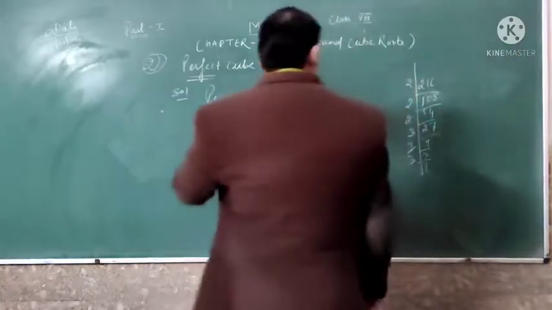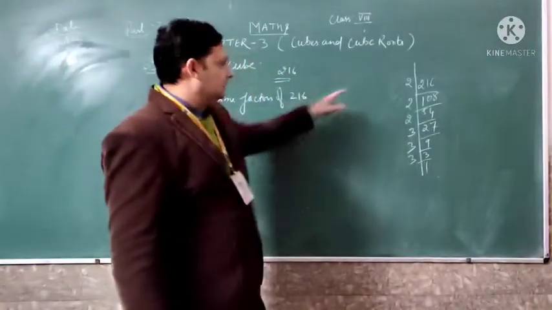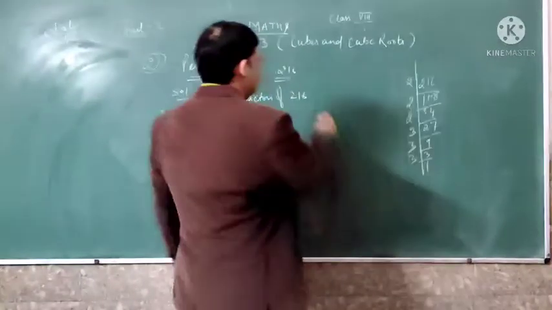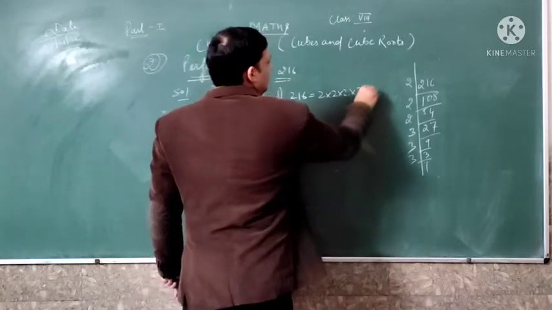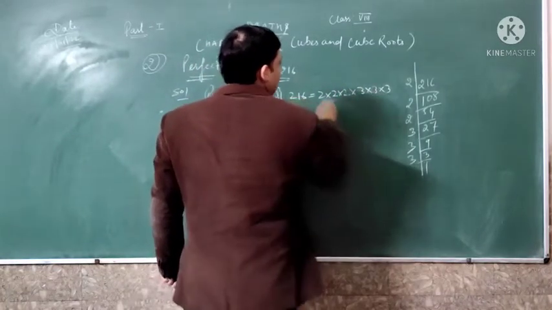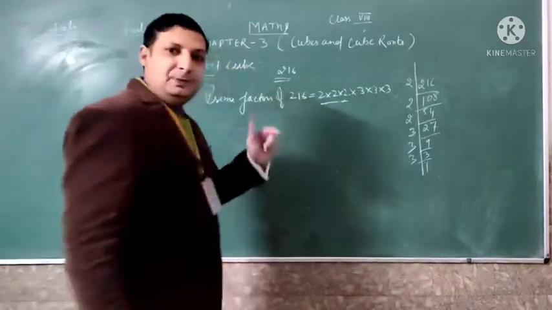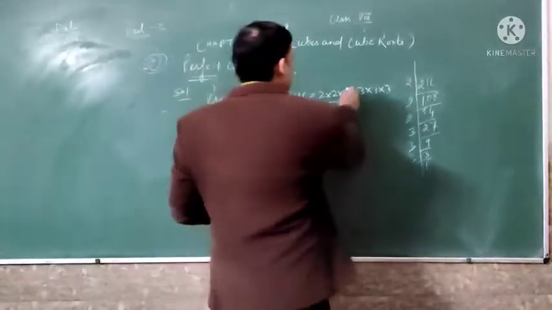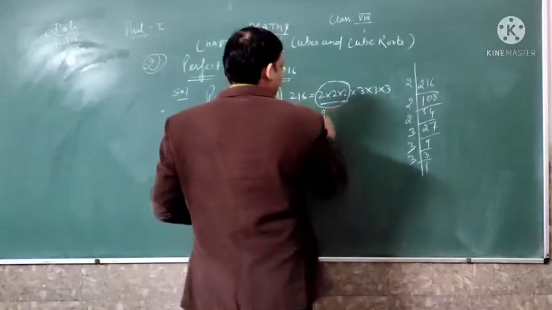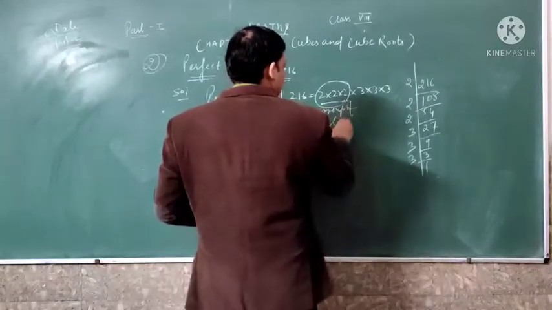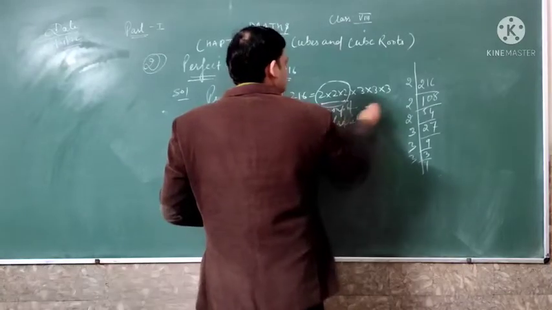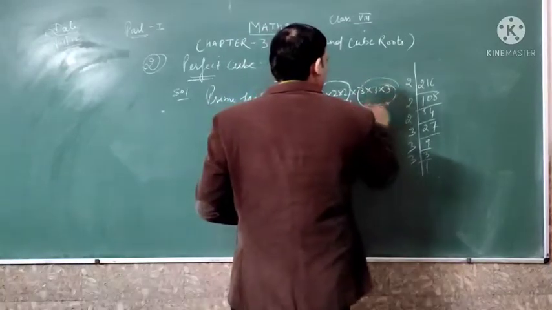So see, the prime factors of 216 are these numbers: 3 times 2, 3 times 3. See here, in these prime factors we are making groups of triplet numbers. Triplet. It is also a complete group.